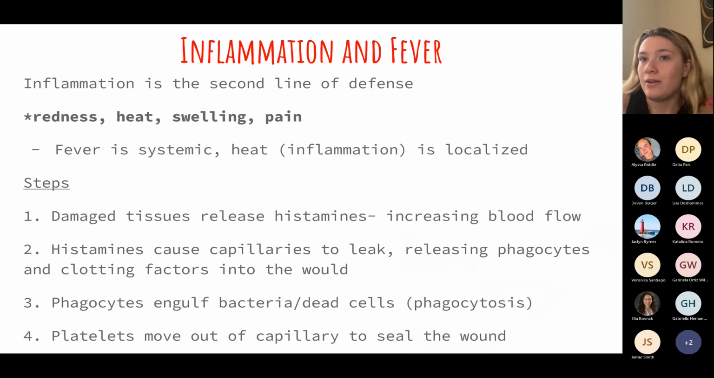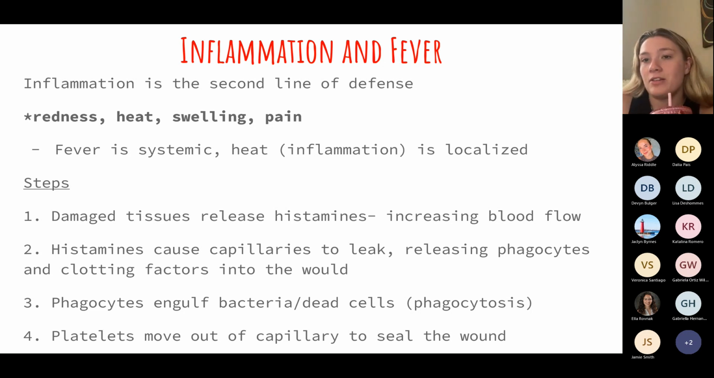Pretty simple with phagocytes. When we talk about inflammation and fever, there is a difference between inflammation and fever. With inflammation, we have redness, heat, swelling, and pain. Heat and fever are not the same thing. If I'm having heat, it is localized. If I'm having fever, that's systemic heat. I'm having heat everywhere, and that's not the same thing as inflammation in one area.